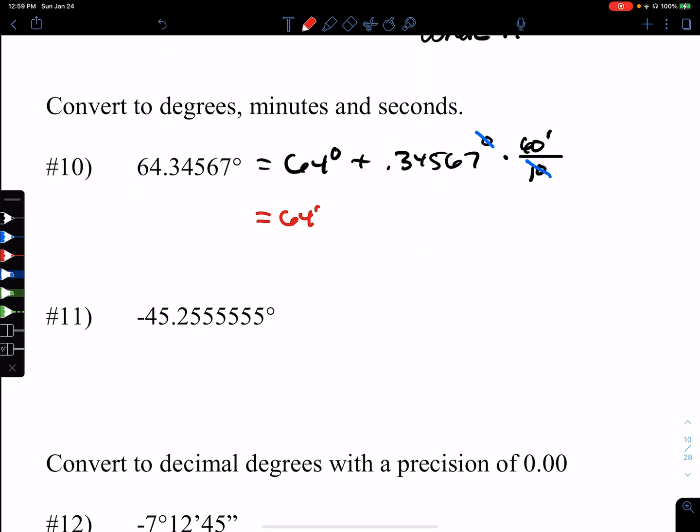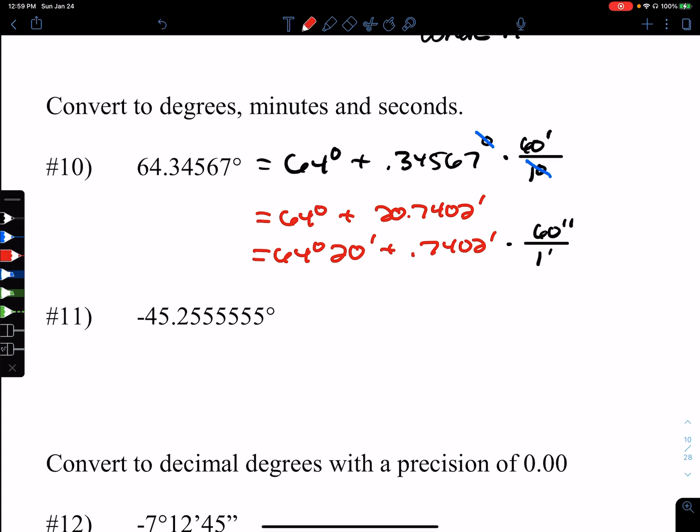Those are equivalent things. So if I do this, my degrees are going to cancel. If I put this in my calculator, I'm going to get 64 degrees plus 20.7402 minutes. That gives me 64 complete degrees, 20 complete minutes, and then I have this decimal in minutes that we want to change to seconds. I'm going to multiply this by a fraction in the form of 1. 1 minute is equivalent to 60 seconds. If I do that, my minutes are going to cancel once again. So then if you multiply this times 60 in your calculator, our final answer is going to be 64 degrees, 20 minutes, and 44.4 seconds.